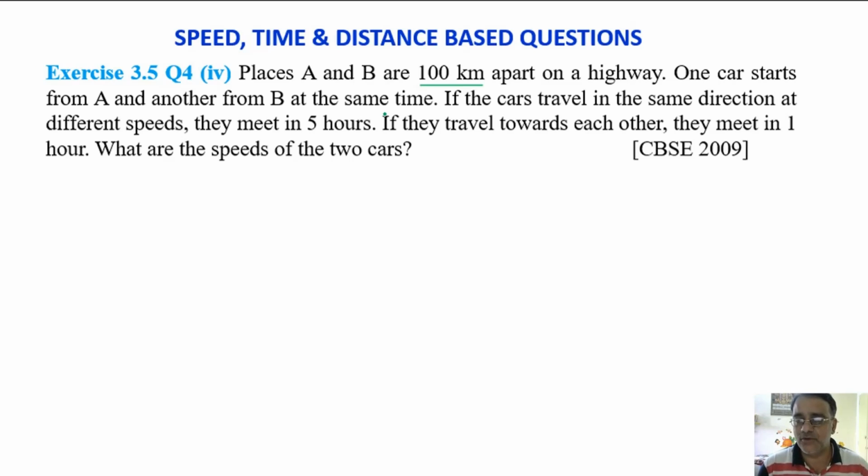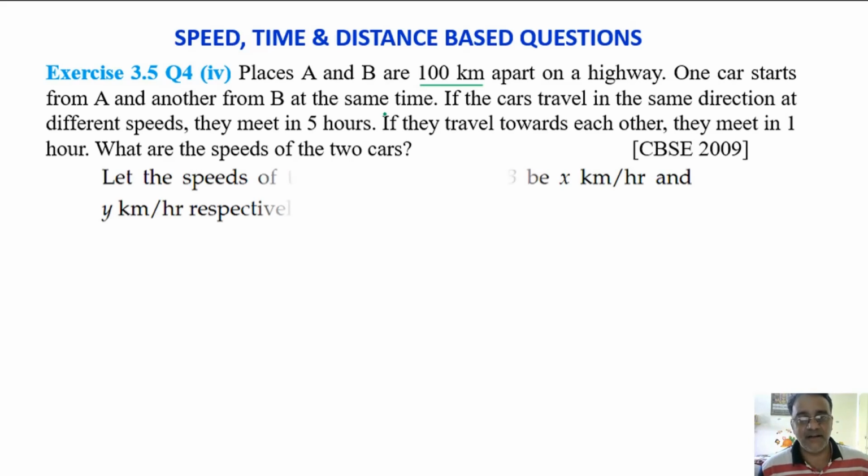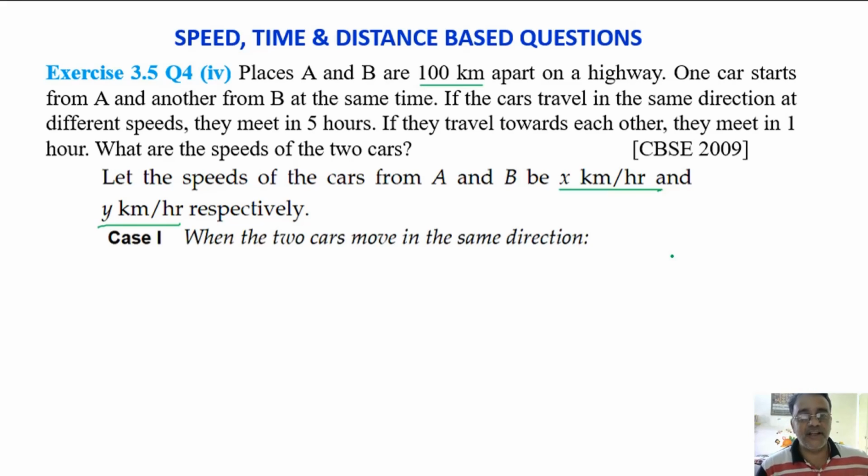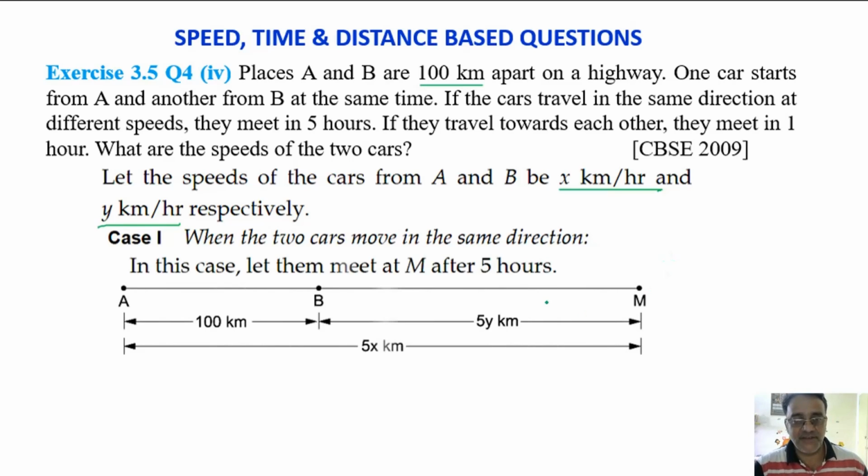So here two cases are there. First case, when they travel in the same direction, and the second case, when they travel in the opposite direction towards each other. So we'll start with the speed of the car at A be x and at B be y kilometer per hour. Case number 1 we are going to take when the two cars move in the same direction. So this is the figure.